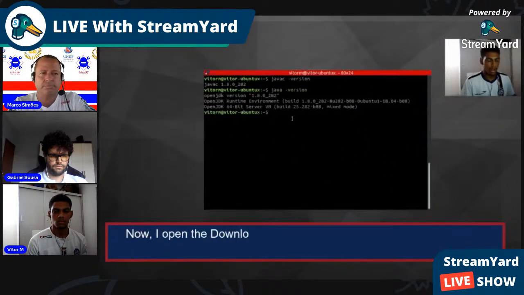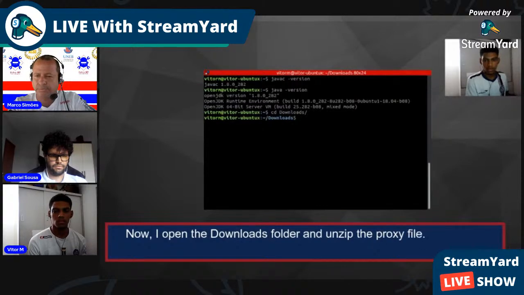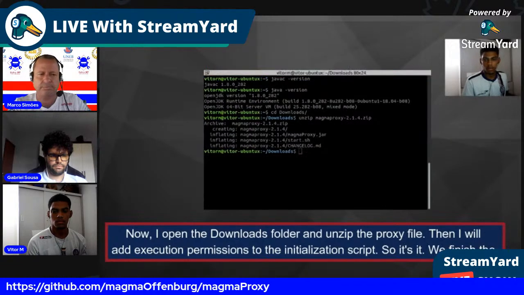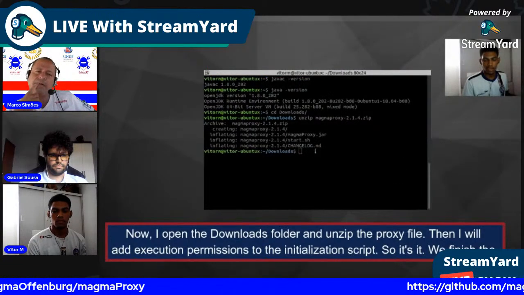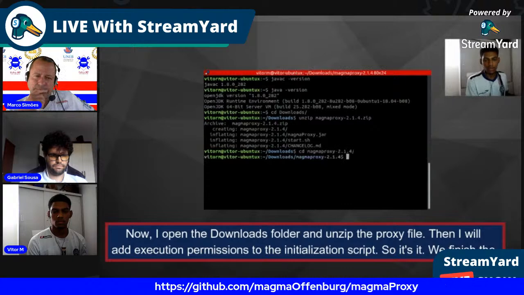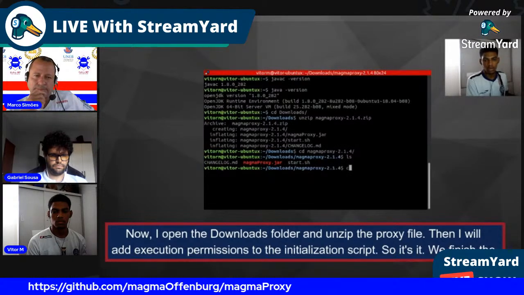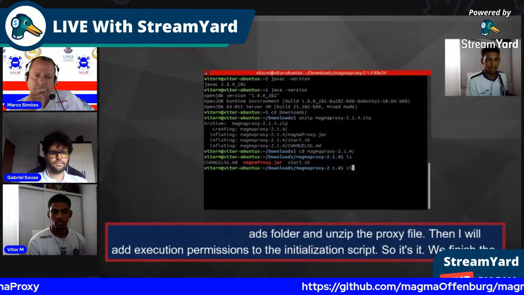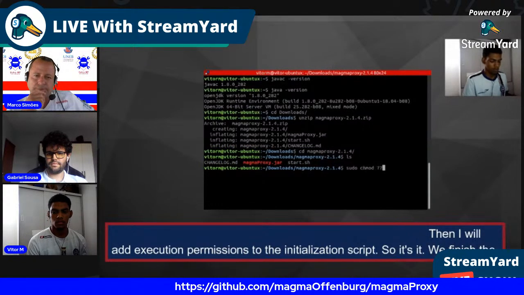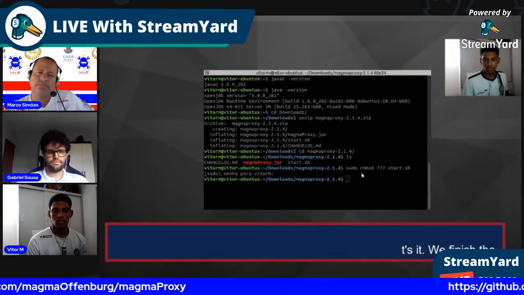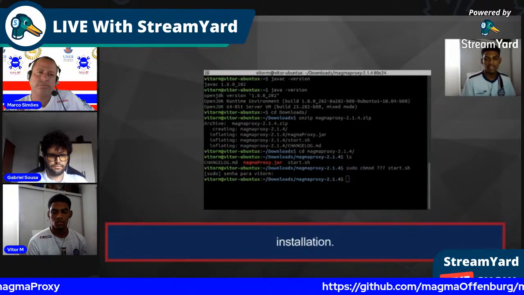Now I am opening the directory and unzipping the proxy folder. Then I am adding execution permissions to the initialize script. So that's it, we finished the installation.